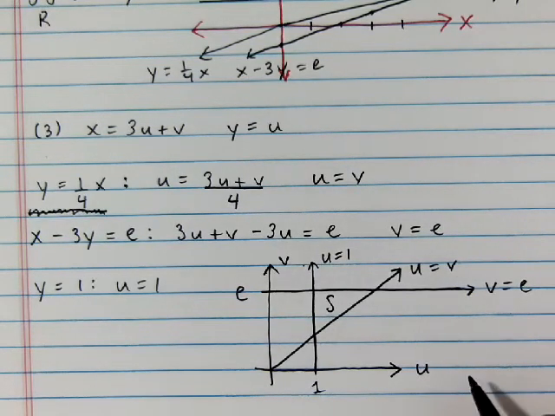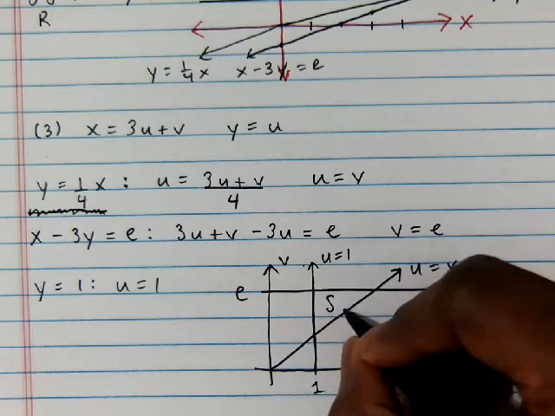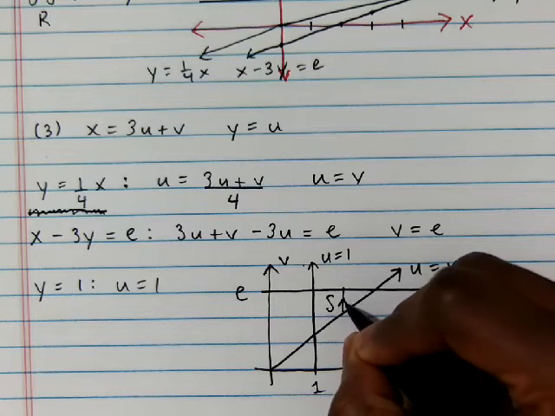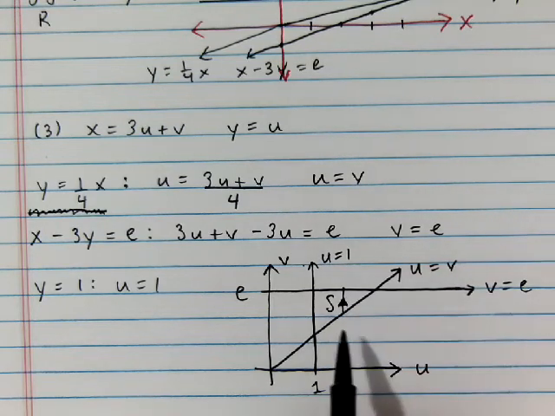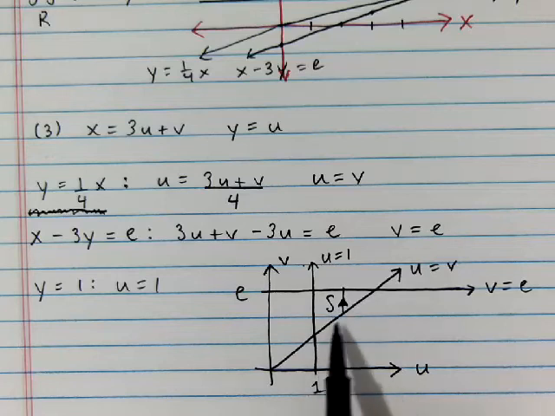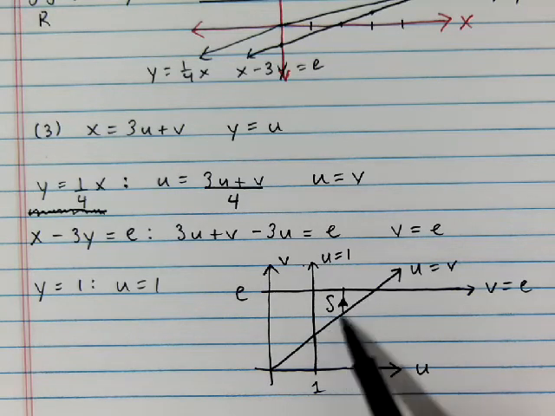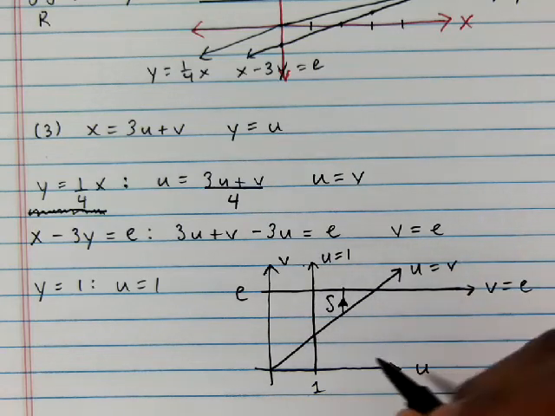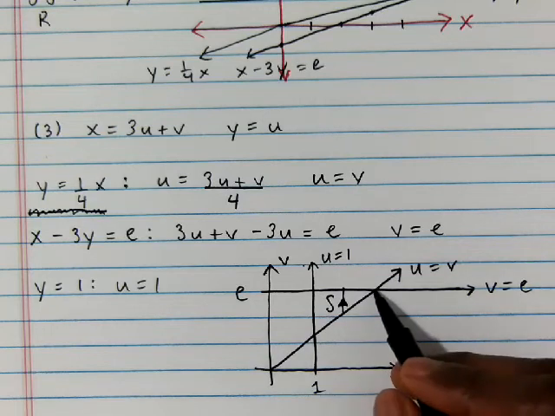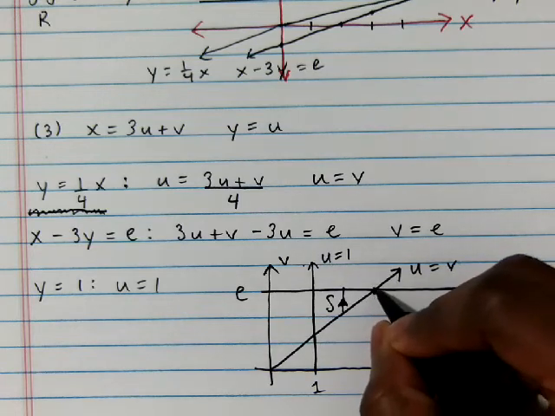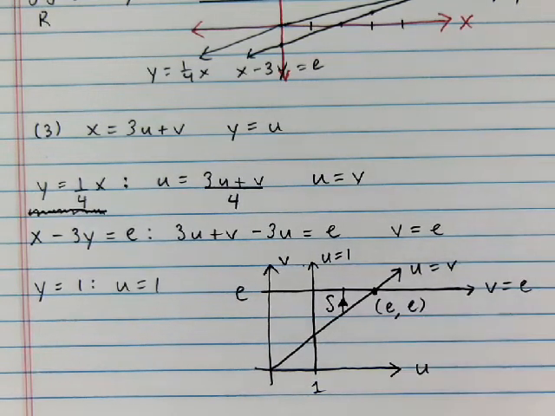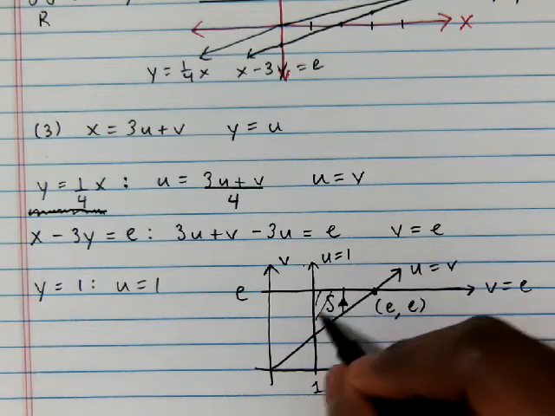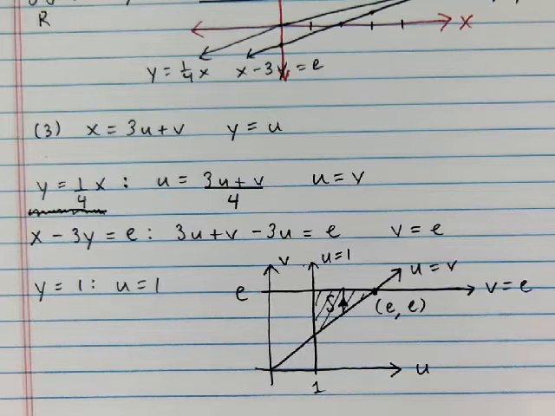Now we look at this region S and see that it's both a type 1 and a type 2 region. So you do it whichever way you prefer. I'm going to do it as a type 1 region. So I'm going to go from function to function in the vertical direction. So I'm going from v equals u up to v equals e, function to function that way. And then constant to constant, I'm going from u equals 1 up to, this is u equals v right here. So that tells us that u is also equal to e right there, because this right here is the point e comma e. So our region is that little region right there.